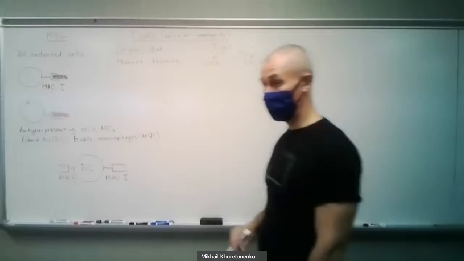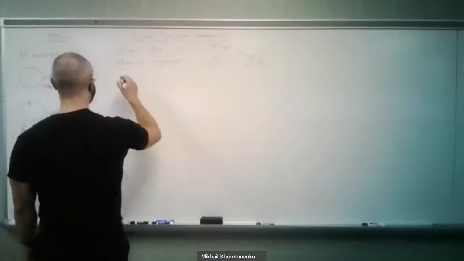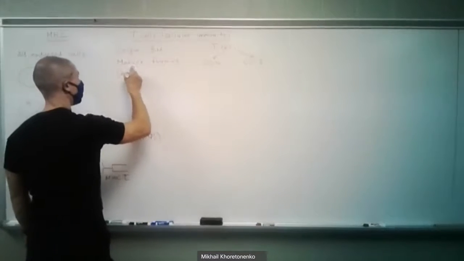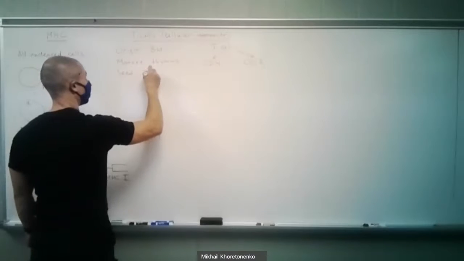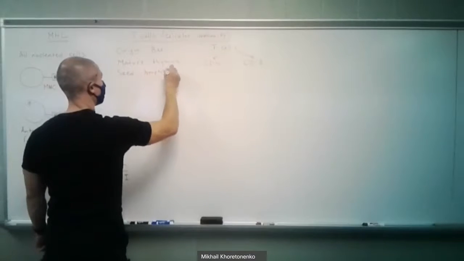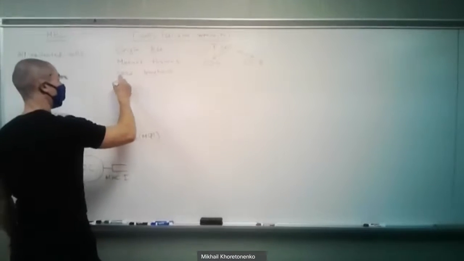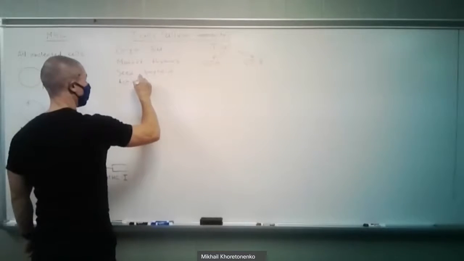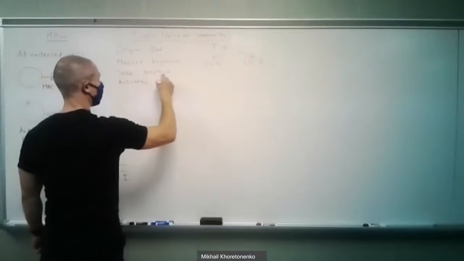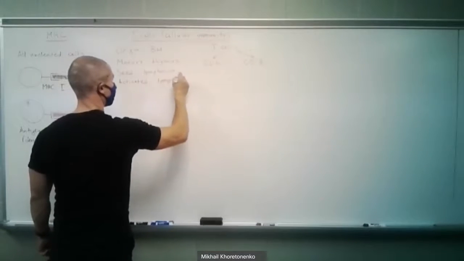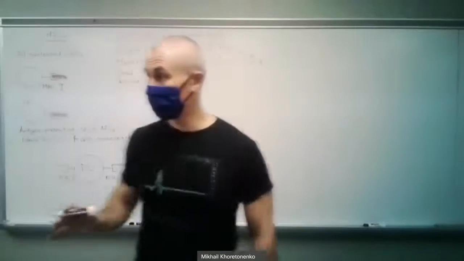Once they mature, they migrate, so they seed lymphoid organs, and then in the lymphoid organs, they get exposed to the antigen. So we can say activated also in the lymphoid organs. Does it make sense? Are we clear?